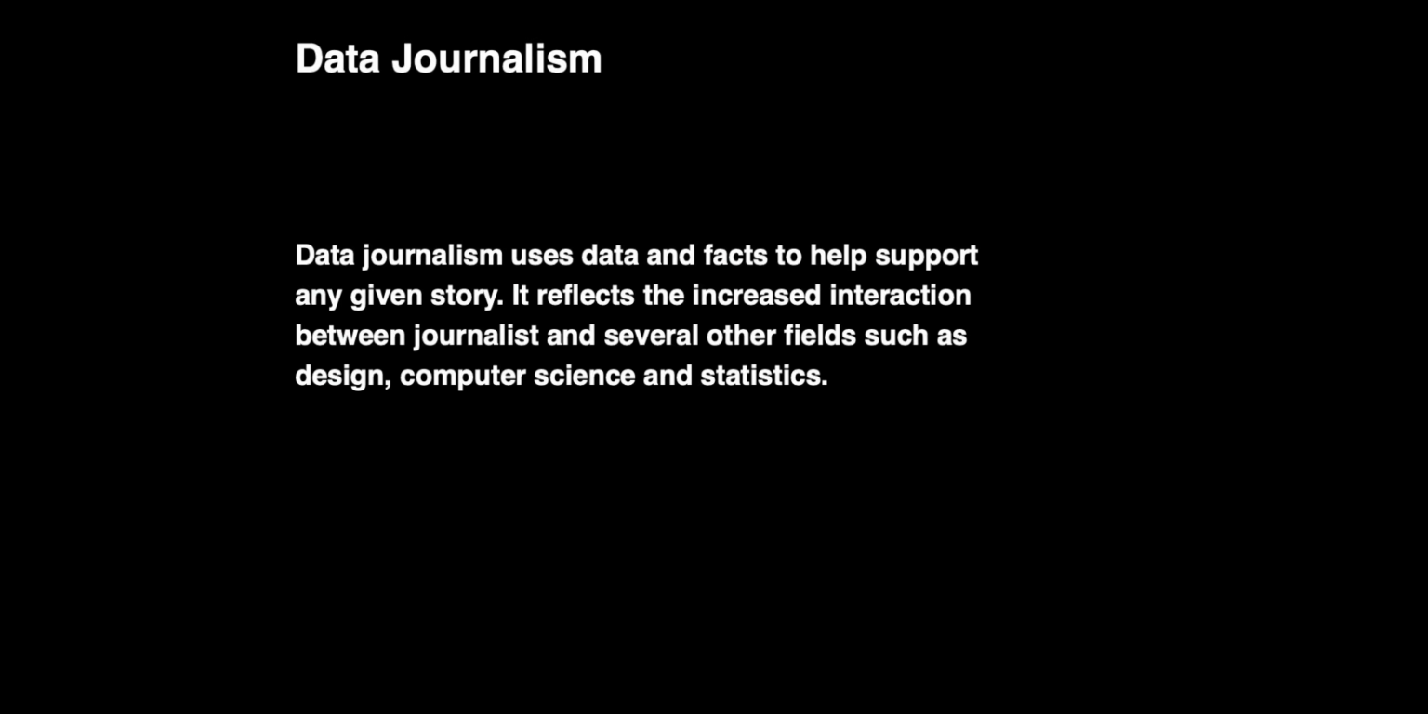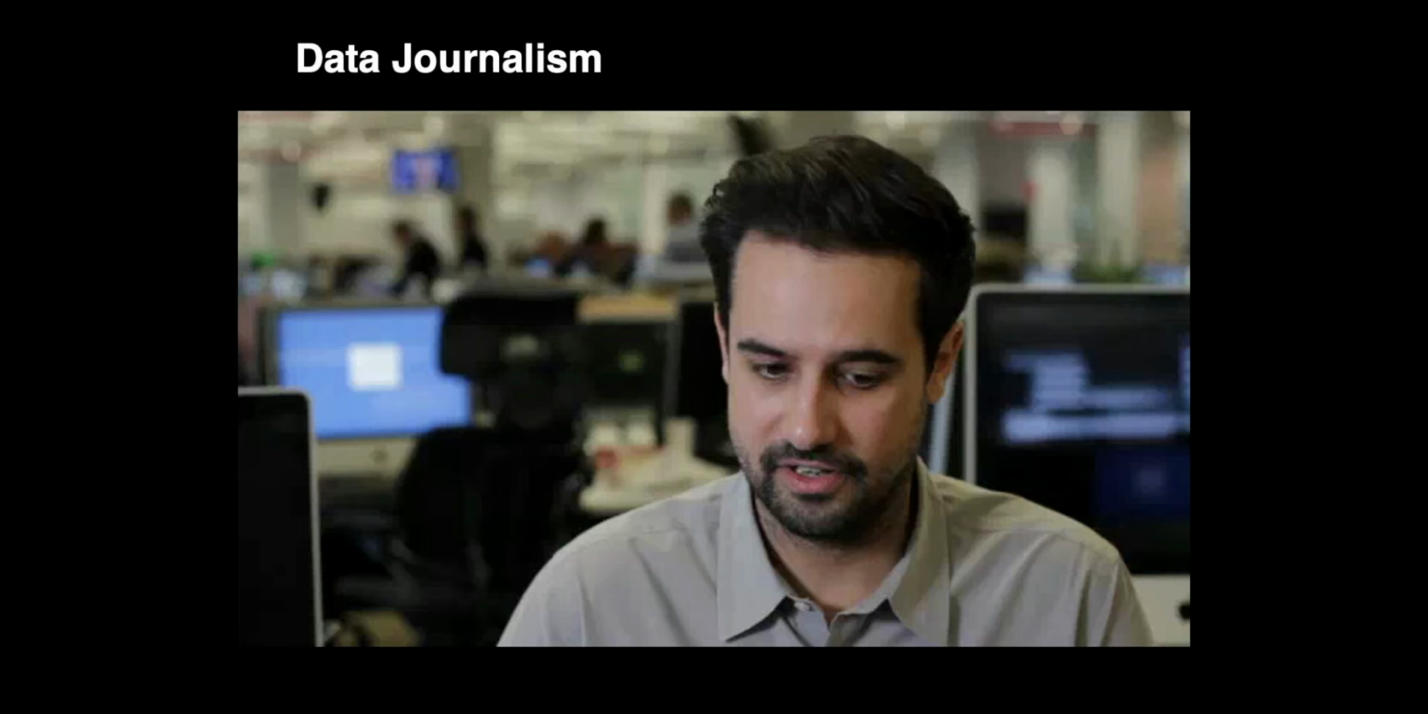Real quick, I just want to talk about data journalism. Data journalism uses data and facts to help support any given story. It reflects the increased interaction between journalists and several other fields such as design, computer science, and statistics. Now, since I'm not a data journalist, I thought it's probably better if a journalist explains this rather than myself. So this is a video by The Guardian explaining what data journalism is.